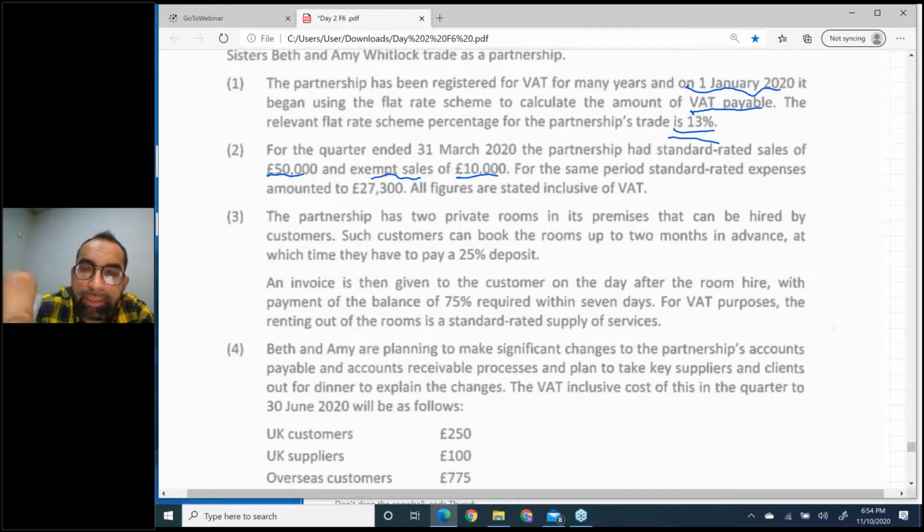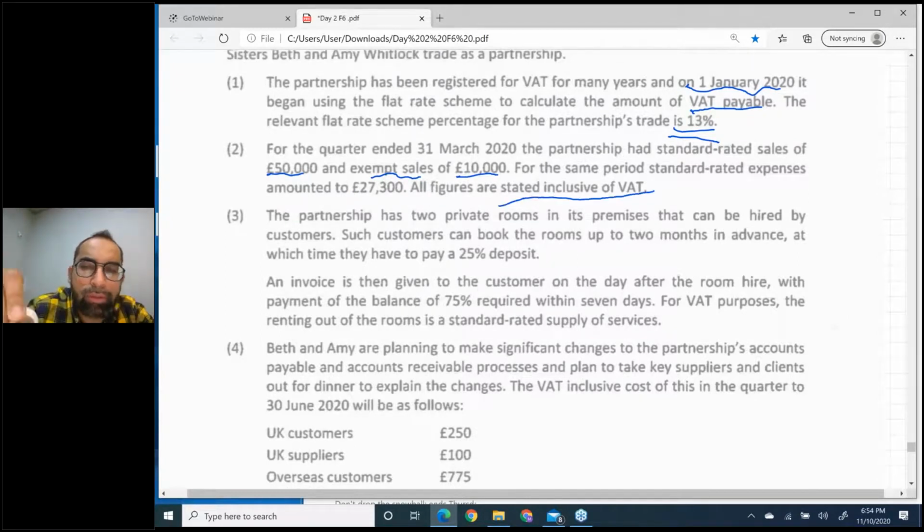For the same period, standard rated expenses amounted to 27,300. All figures are, thank God, inclusive of VAT. This is an easy thing. Thank God these figures are inclusive of VAT, so we don't need to do any extra work. Otherwise, if sometimes they give you exclusive numbers for the flat rate scheme, you have to use inclusive numbers in the flat rate formula.